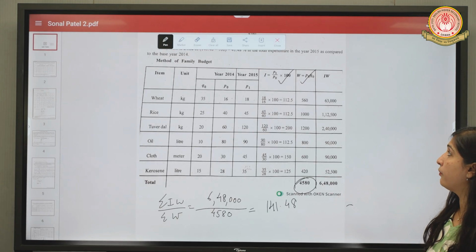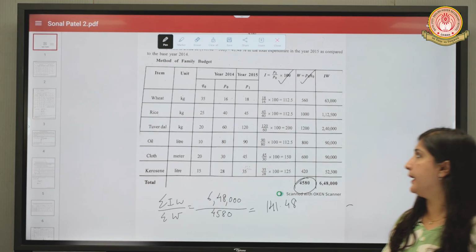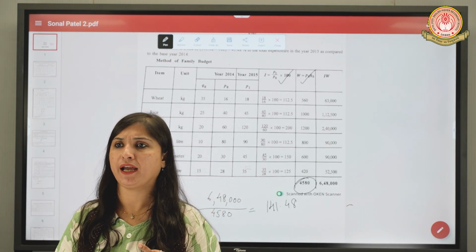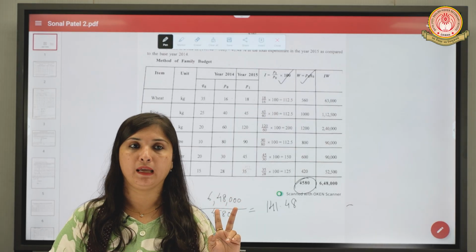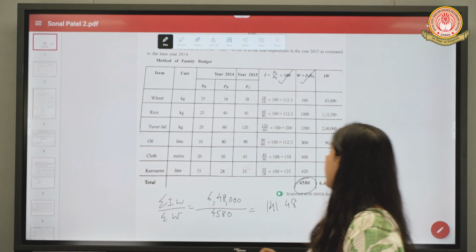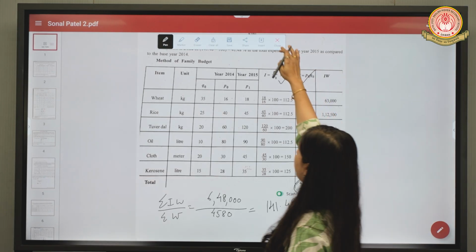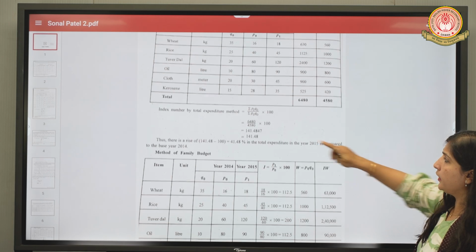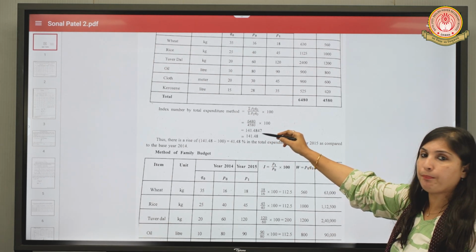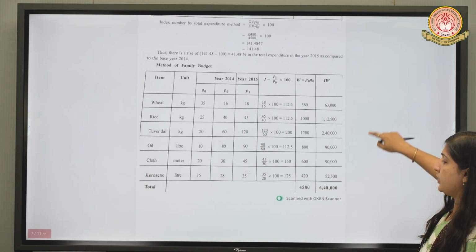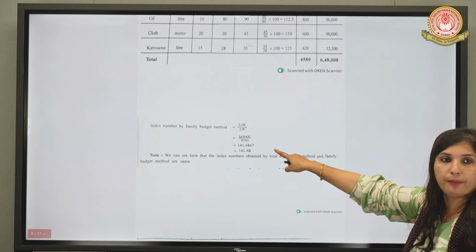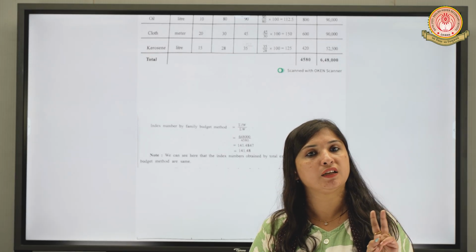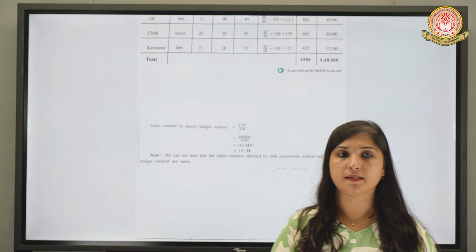We got this answer of finding the index number by the family budget method. When you find the index number by two methods, total expenditure and family budget, you will get almost the same answers. Is it clear? The answer will be almost the same, but the method is different. There you got 141.48. Here, when you found it by family budget, again you got the same answer, 141.48. Means either you follow total expenditure or family budget, the answer will be the same. This is a trick of checking your answers, okay?